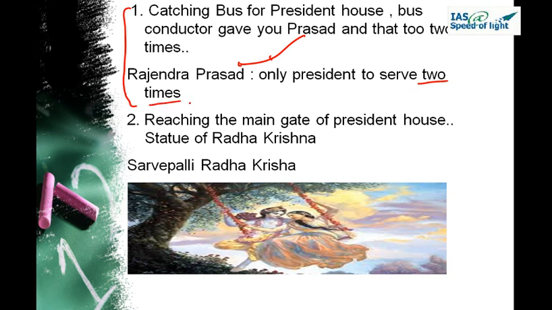Let's move further. So again there are two gates. One is the main gate, one big gate for the President House, and in that gate you saw a statue of Radha Krishna. Okay, Lord Radha Krishna. Radha Krishna statue. So Sarvapalli Radha Krishnan is the second president.